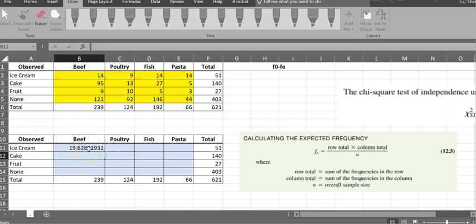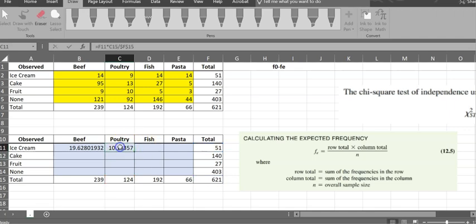Now I am supposed to repeat this process for everything, right? I can go one by one if I want to. So equal sign again, and this repeats the story: click on 51 times 124, and divide by 621, and I'm going to lock 621 again. So F4. Okay, that's one option, you do it one by one.